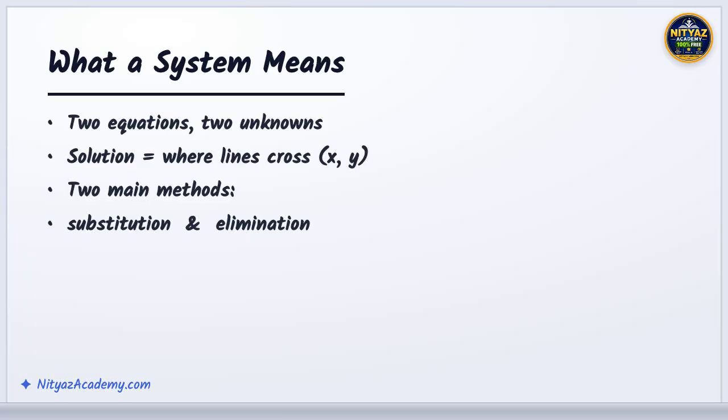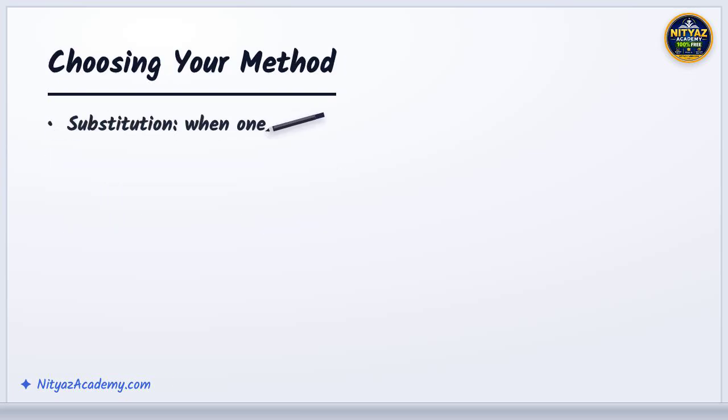There are two reliable methods: substitution, where you plug one equation into the other, and elimination, where you add the equations to cancel a variable. On the digital SAT, Desmos can graph both lines and hand you the intersection directly. Pick the method that fits the problem.